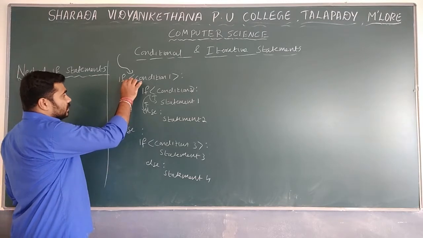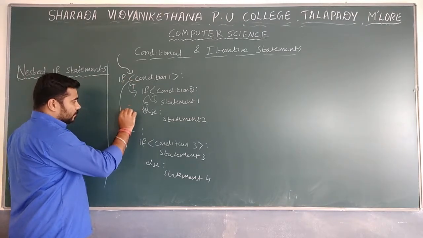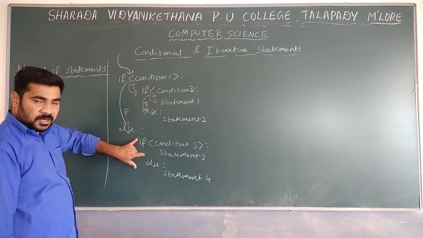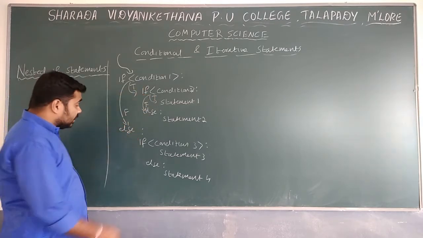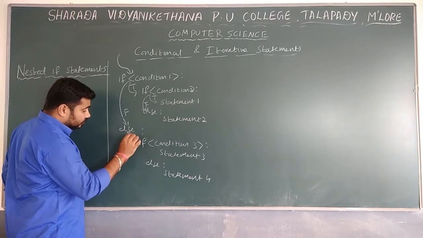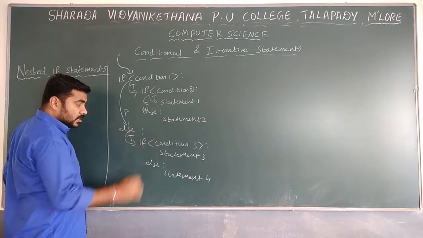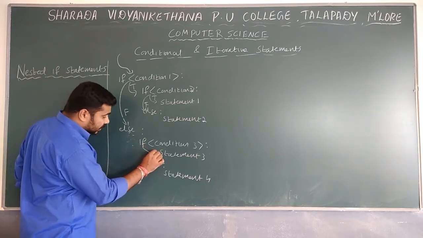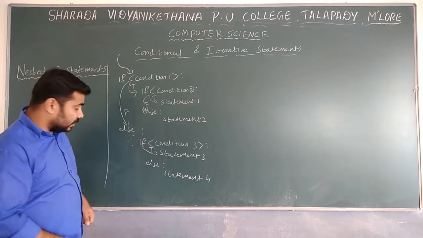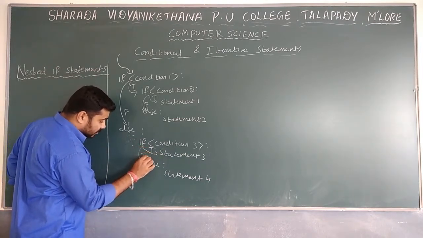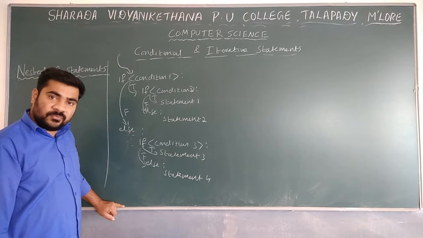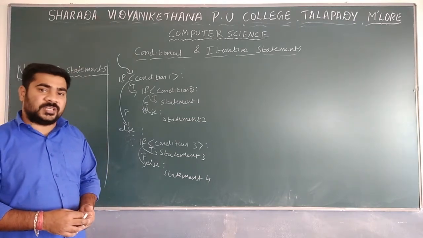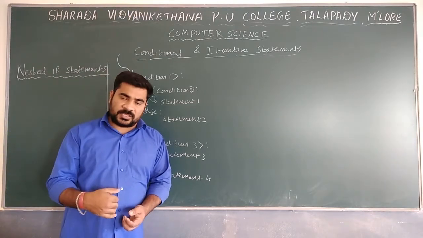Next, whenever condition 1 is false, true means this part, false means this part. Whenever condition 1 is false, then it is going to check condition 3. If condition 3 is true, statement 3 will be executed. If condition 3 is false, statement 4 will be executed. So this is what happens inside a nested if statement. If the condition is true, check one more condition.